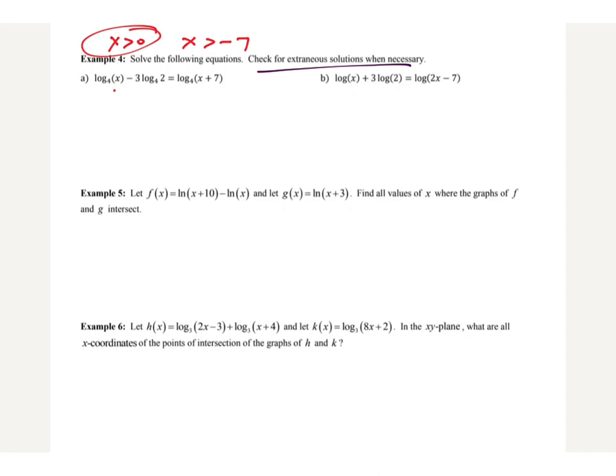That'd be 2 to the third, and they're subtracting. Right, so they rewrite as log base 4 of x over 8 is equal to log base 4 of x plus 7. So now that your bases are equal, you can set your arguments equal to one another.